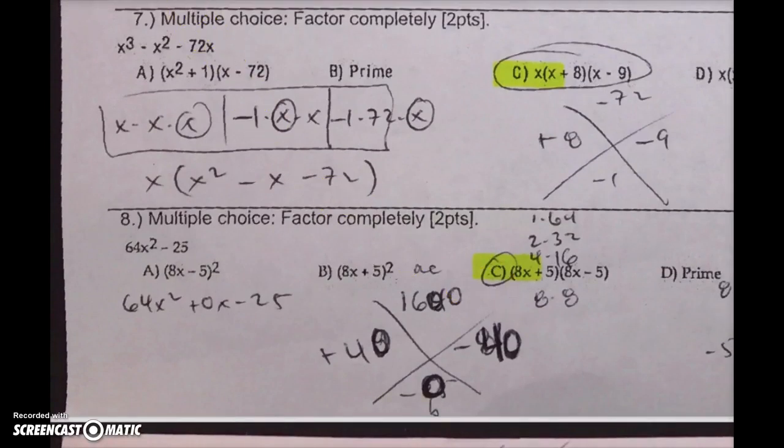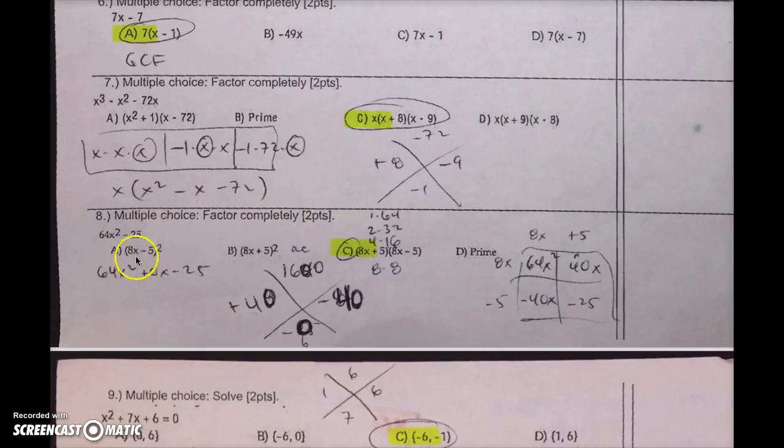Question number 8. Same thing, factor completely. You have 64x squared minus 25. If you notice, you have your a value. A value is always in front of the x squared. Here is a constant, meaning there's no x. That is your c value. And your b value, if you don't have one, you can add a 0x there.